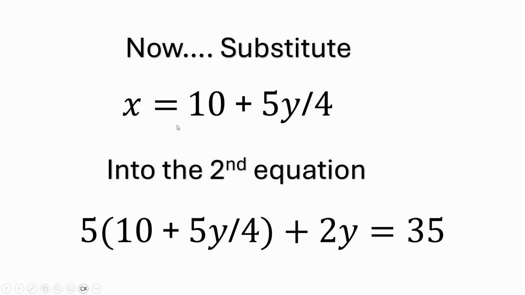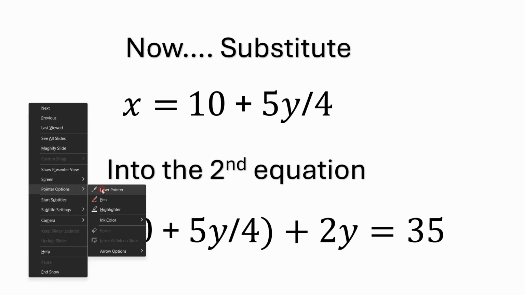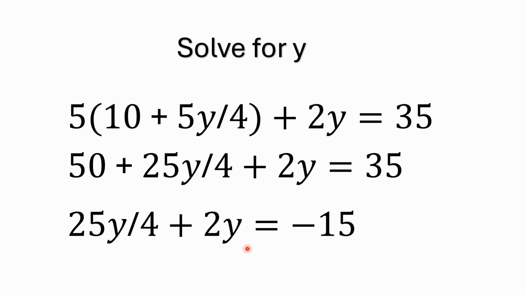All right, so like I said, you've got x equals 10 plus 5y divided by 4. And we want to substitute that into the second equation, which we said was 5x plus 2y equals 35. So we're going to replace x with 10 plus 5y divided by 4. When we do that, we can multiply the 5. We're going to try to simplify this. 5 times 10 leaves us the 50. 5 times 5y divided by 4 gives us 25y divided by 4. We still have the plus 2y, and that still equals 35.